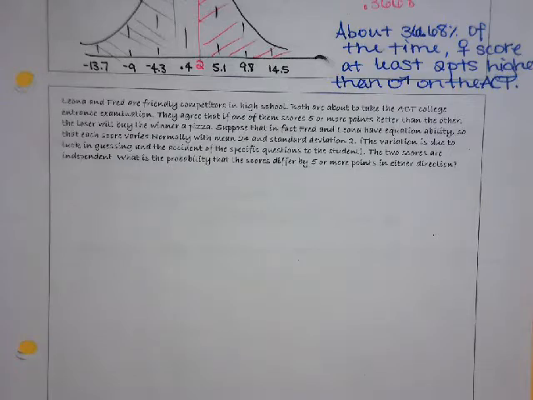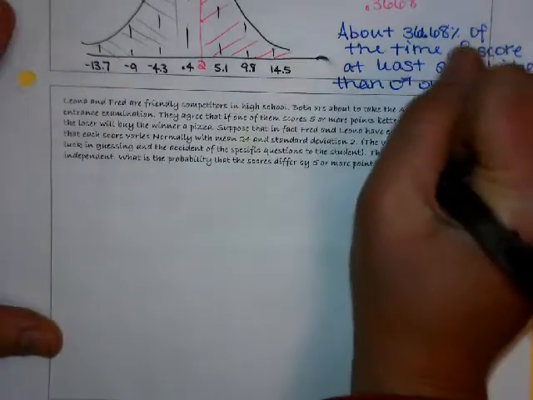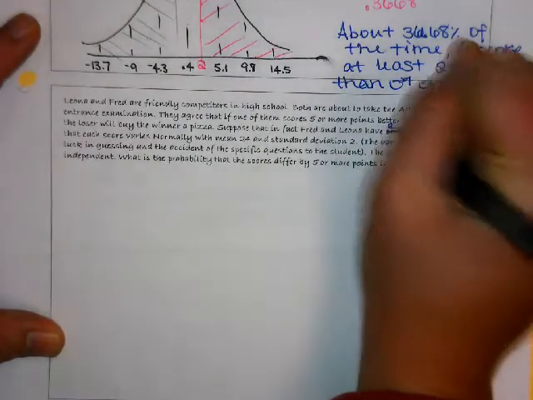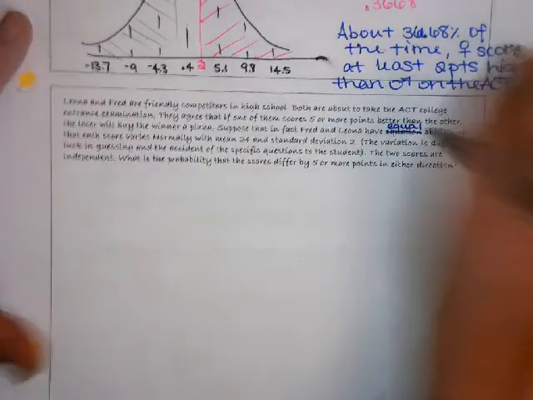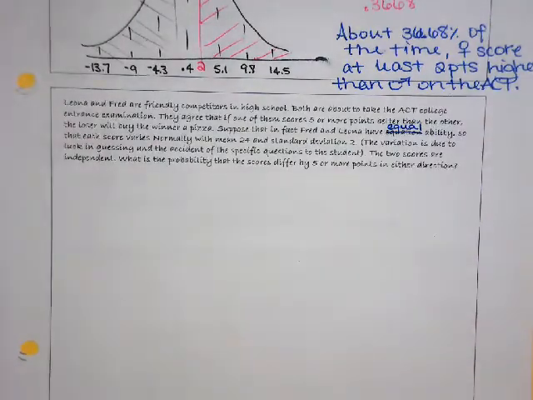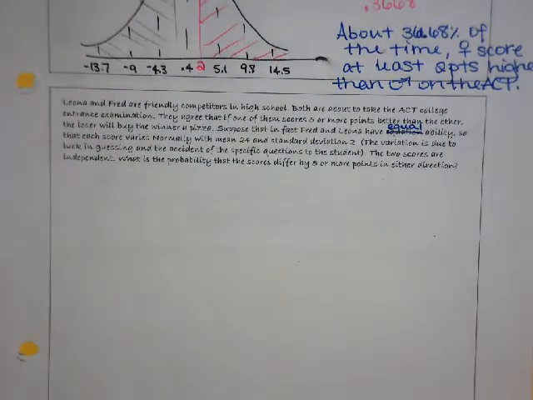Sorry, I type equation a lot, so sometimes I get on autopilot. Let's suppose they have equal ability, so that each score varies normally with a mean of 24 and a standard deviation of 2. The variation is due to luck and guessing and the accident of the specific questions to the students. The two scores are independent. What is the probability that the scores differ by 5 or more points in either direction? So, first thing, differ. So we're working with a subtraction problem.